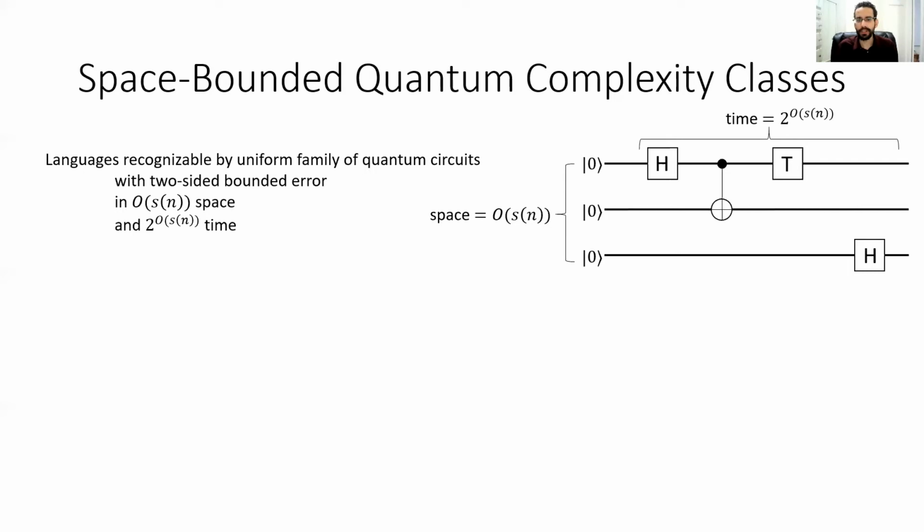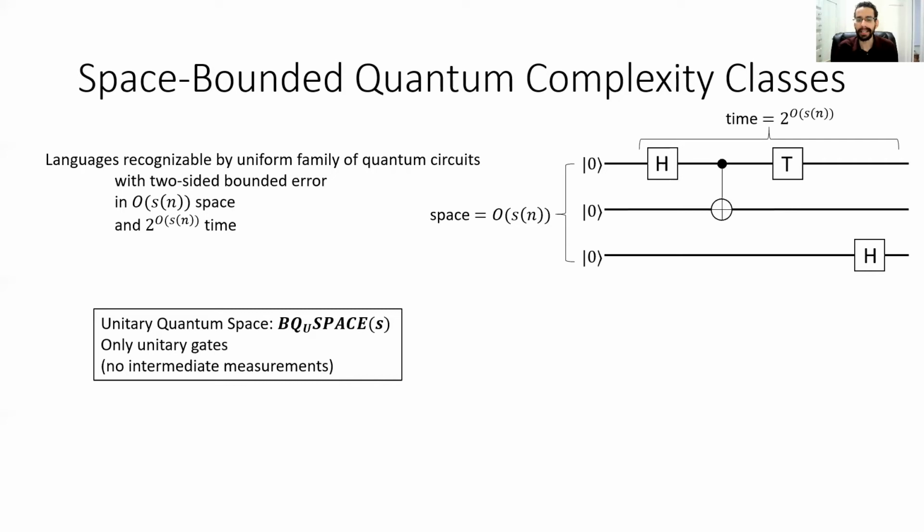Now, we'll define two different complexity classes, which differ only in terms of the types of gates that are allowed to appear in these circuits. Firstly, we define BQU space S, which stands for bounded error quantum unitary space, which corresponds to the case in which only unitary gates are allowed. In particular, intermediate measurements are not allowed in this model.